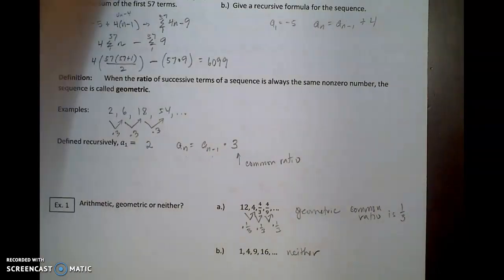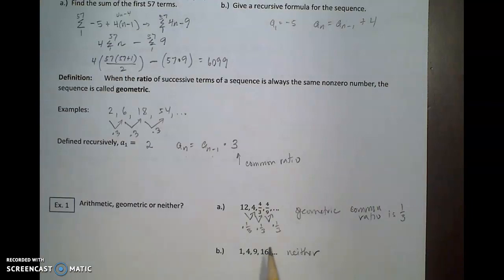Looking at these examples, this first one is geometric because as I go from one term to the next, I have to multiply by the same non-zero number, which is 1/3. Right? 12 times 1/3 is 4. 4 times 1/3, 4/3. 4/3 times 1/3, 4/9. So it's geometric because there is a common ratio.